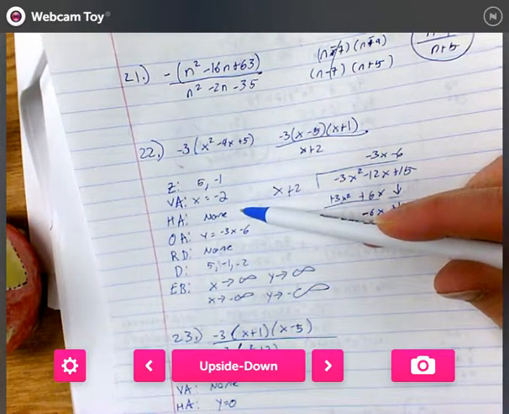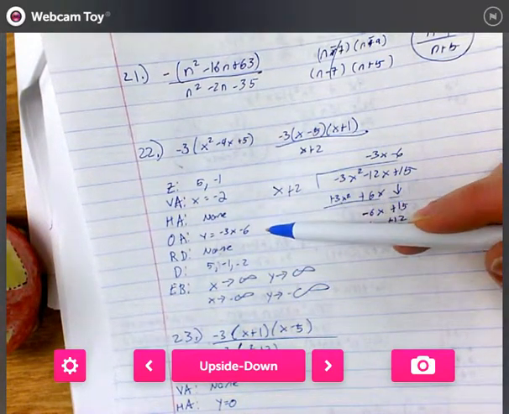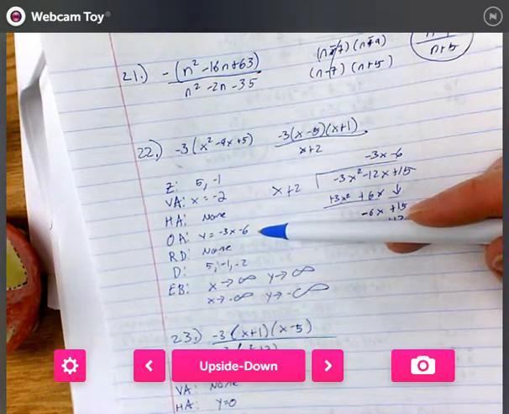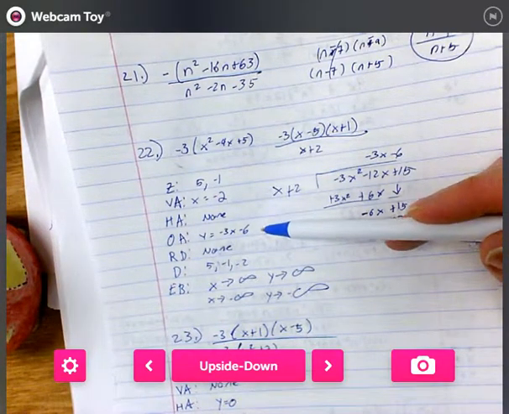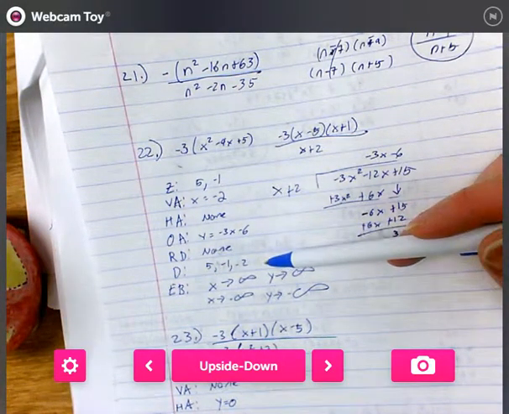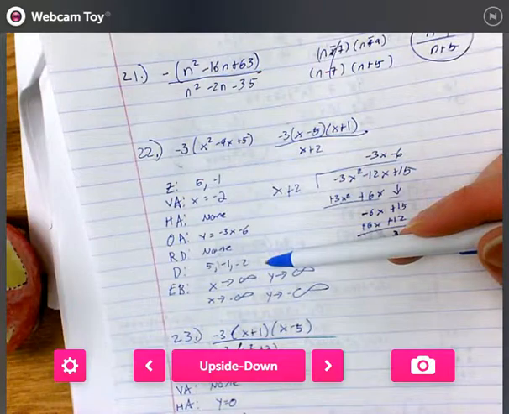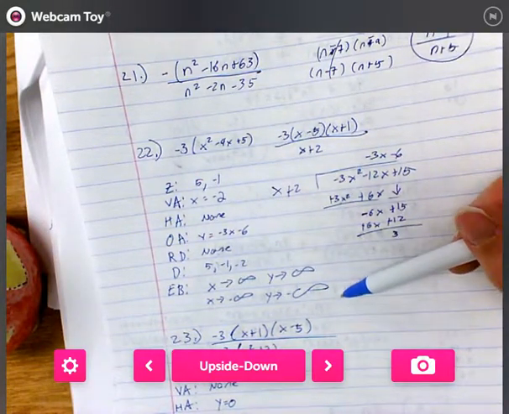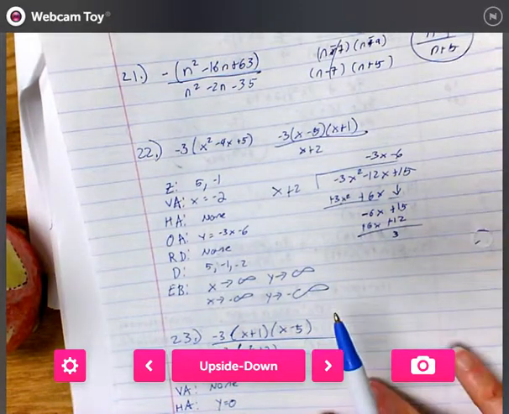Horizontal asymptotes are none. Oblique asymptote, please don't talk while I'm trying to go over this, gentlemen. Oblique asymptote is y equals negative 3x minus 6. Removable discontinuity is none. Discontinuity is 5, negative 1, and negative 2. As x approaches infinity, y approaches infinity. As x approaches negative infinity, y approaches negative infinity.